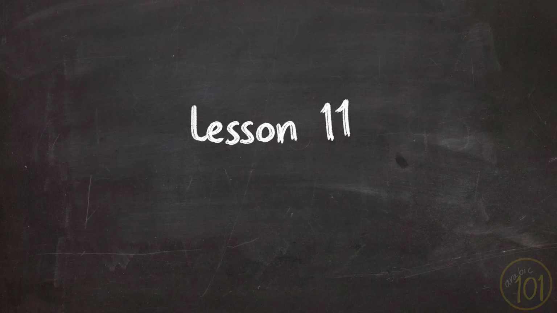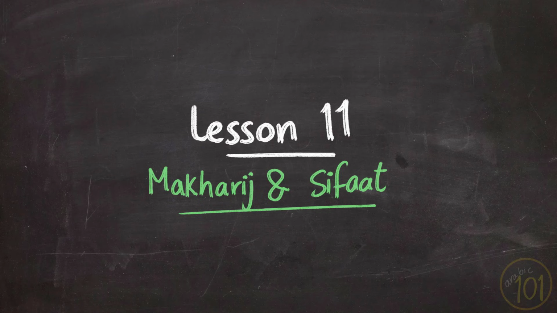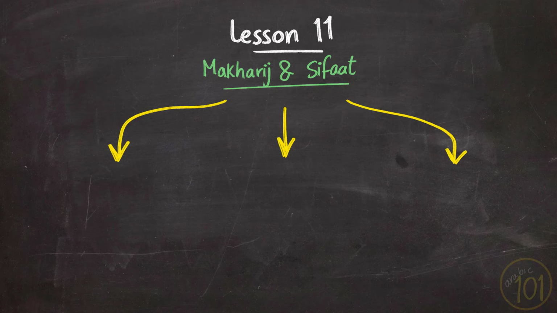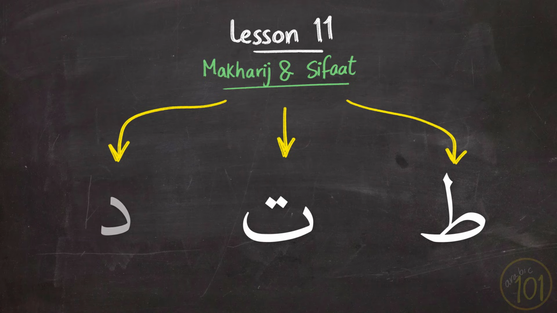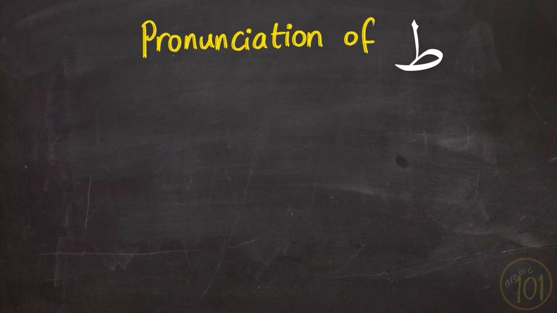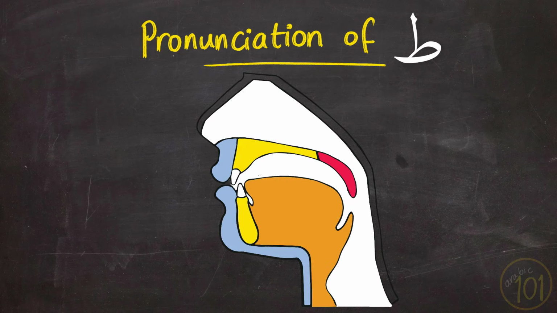This is Lesson 11 of Makharij and Sifaat series. In this lesson, we'll tackle 3 letters that all have the same articulation point, or makharaj. They are ta, ta, and dal. So let's start with ta and observe the shape and positioning of the tongue.